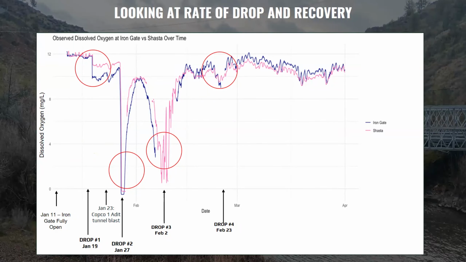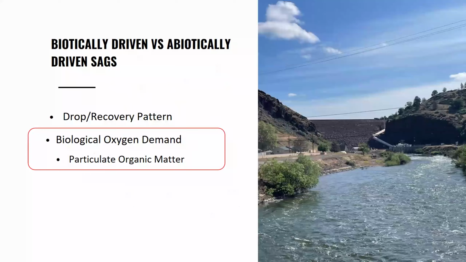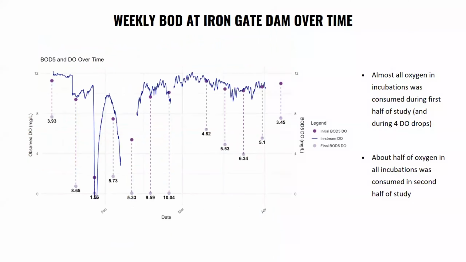So let's look at biological oxygen demand. We've got another plot here that represents date on the x-axis. Observed DO is on the y-axis at Iron Gate in that dark blue line. Each vertical line here represents a biological oxygen demand incubation that we conducted. Now, these were all conducted at 8 degrees Celsius to better mimic those average late winter, early spring temps in the Klamath. And each dark purple dot represents the initial DO in each incubation.